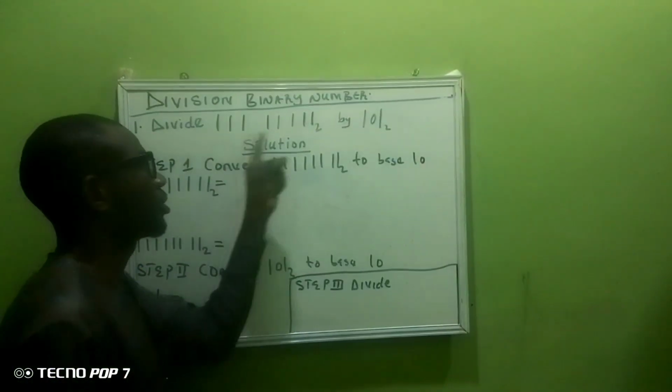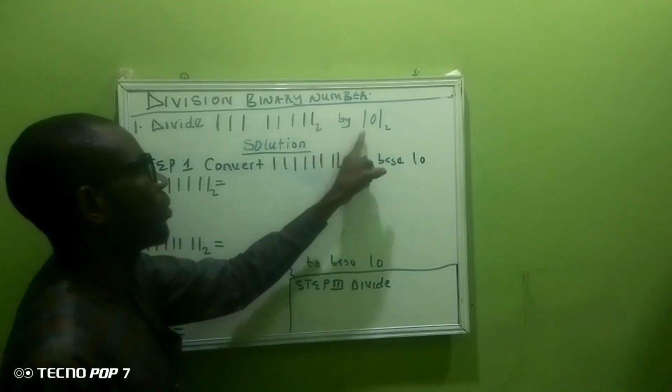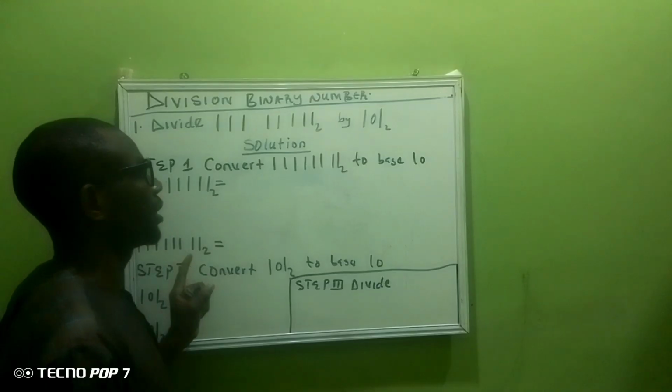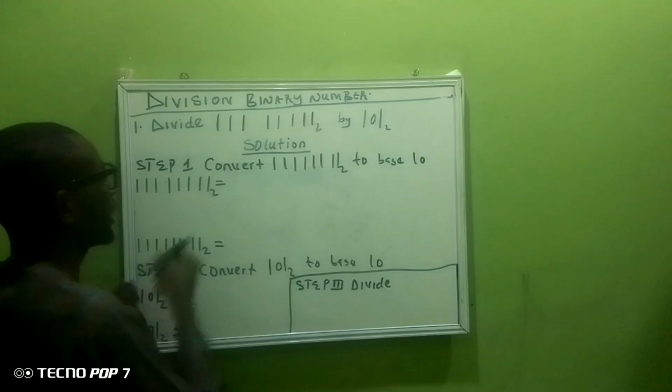Now we're going to look at division of binary numbers. We're asked to divide 11111 in base 2 by 101 in base 2. We're going to follow up to 5 steps before we arrive at the final answer. Step 1 is for us to convert this number to base 10. And how do we do that?